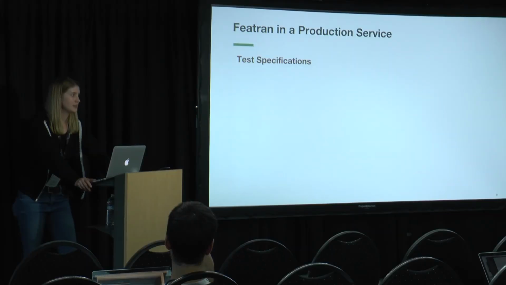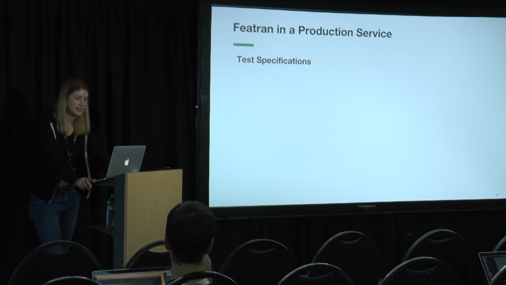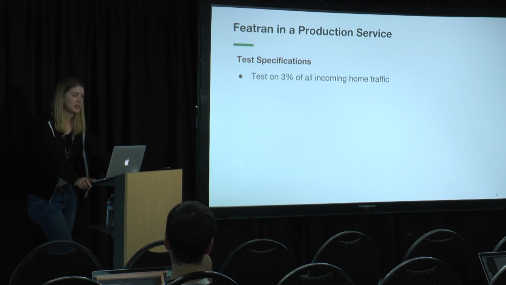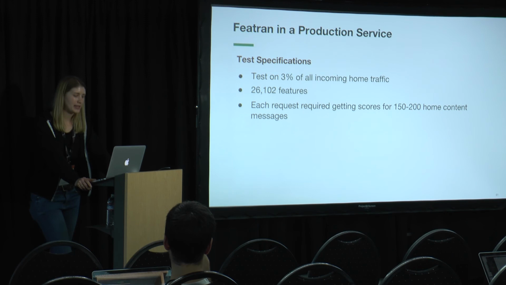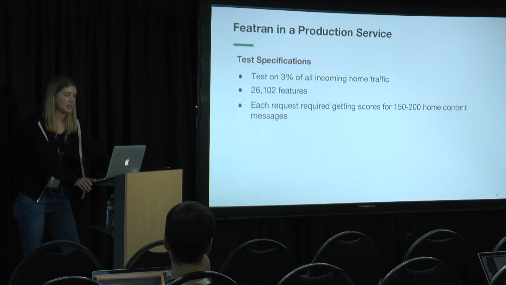So we've been playing around with this in testing. The results I'm going to show you are for an A/B test that we ran. It was on 3% of all incoming home traffic. We had just over 26,000 features. And each request required getting scores for either 150 to 200 home content messages.